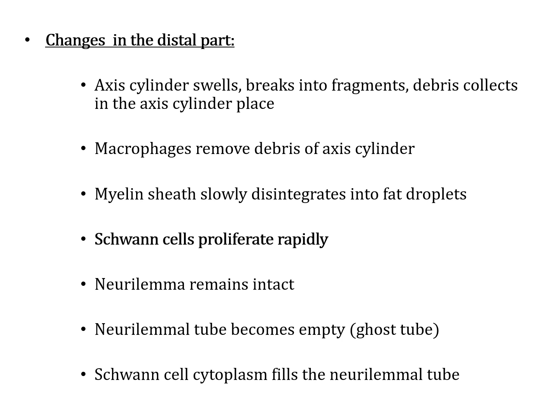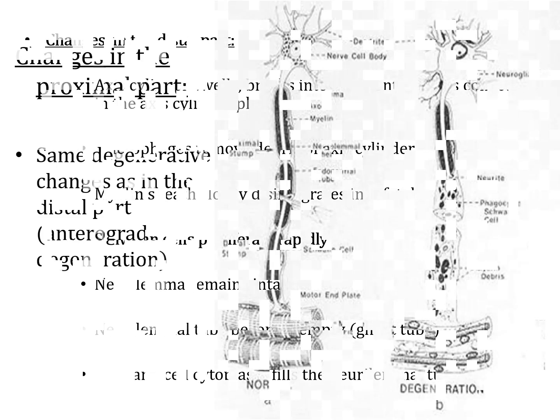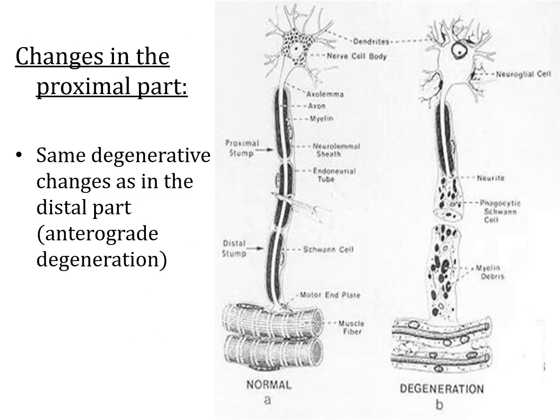Neurolemma remains intact. The neurolemmal tube becomes empty. It's called a ghost tube because it is empty. Schwann cell cytoplasm fills the neurolemmal tube. Changes in the proximal part: the same degenerative changes as in the distal part, called retrograde degeneration.